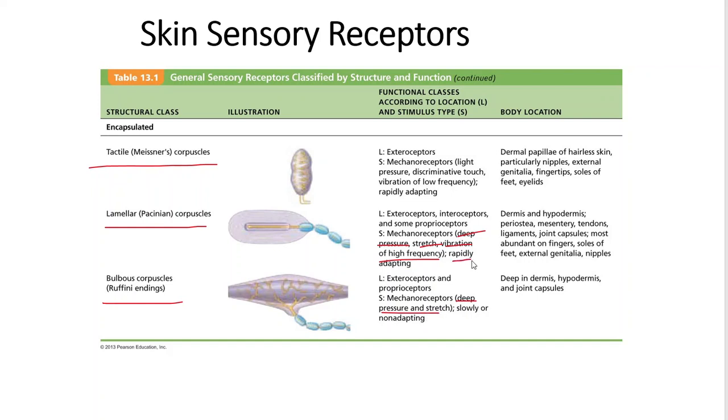Now, these guys are rapidly adapting, and these guys are slowly adapting or non-adapting. What does that mean? That means once you've been pressed for a certain amount of time, these guys say, okay, and they stop. These guys either take a longer time to stop or they don't stop at all. The tactile, or the Meissner's corpuscles, are going to be for the light pressure, discriminative touch, think the fingertips, and low frequency vibration, and they too are rapidly adapting.